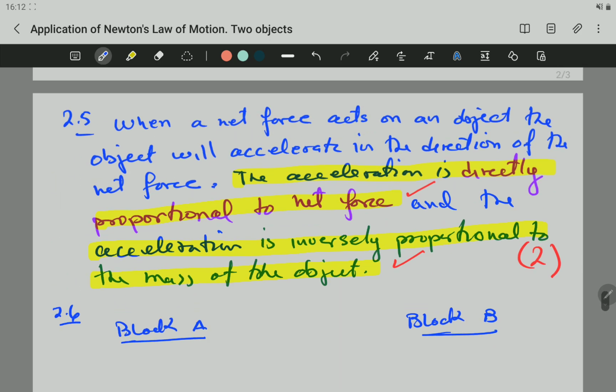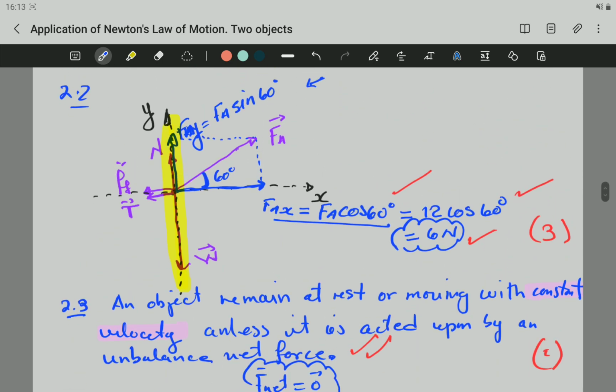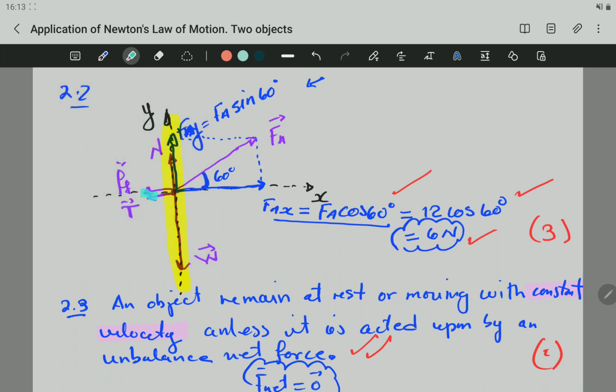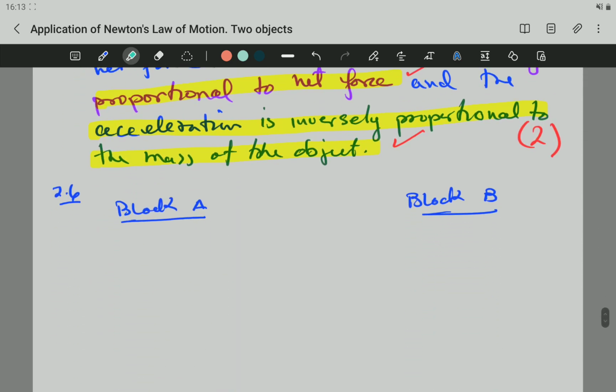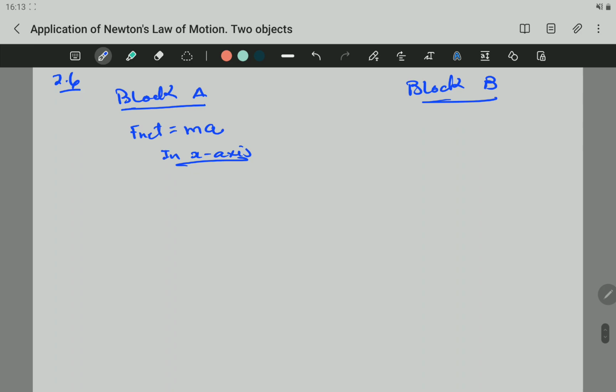For block A, we already have the free body diagram. It's drawn here, so we don't have to redraw it. Now, in what axis are we going to work? We are going to work in the x-axis. Here is the x-axis. So we come in here, and we start with Newton's second law: F net is equal to ma. We're working in the x-axis. What forces are acting there is in the free body diagram.